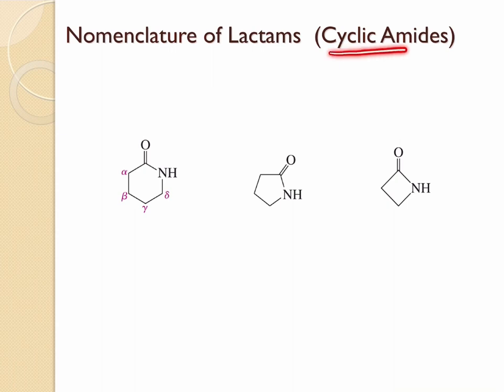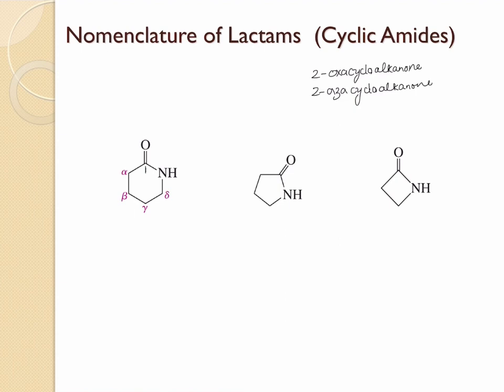Nomenclature of lactams. Lactams are cyclic amides, and they need to be named pretty much in the same way as we name cyclic esters. The general IUPAC name for cyclic esters is 2-oxacycloalkanone. But here, since we have a nitrogen in the second position, it's going to be 2-azacycloalkanone. So let's go ahead and name these compounds. First, we'll look into the IUPAC name.